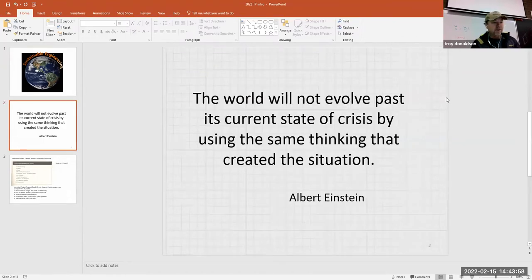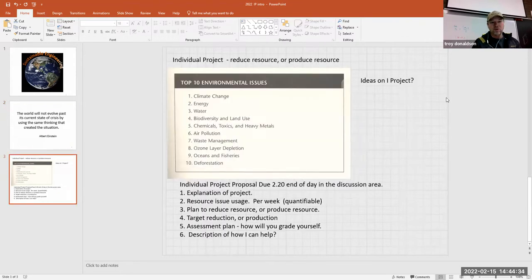Again, here's Albert Einstein's concept of sustainability. It's a little negative, but I think it's probably true. The world will not evolve past its current state of crisis. He's not talking about climate crisis or energy crisis or fossil fuel crisis. He's just saying, hey, this is the fact that we will not evolve past a crisis by using the same thinking that created that situation. So we have got to switch it up in many areas. So let's talk about the individual project.